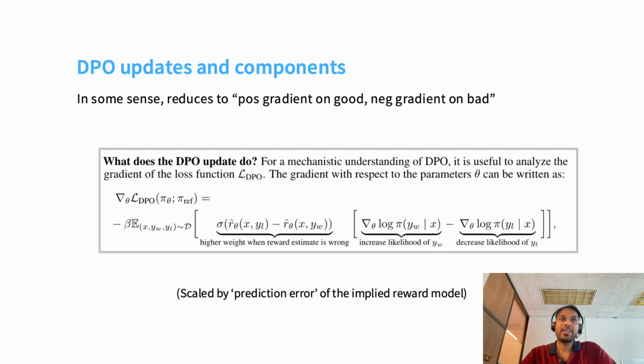So we can take a look at the gradient update of DPO. There's this beta term, which is the regularization term. And what this equation is doing is taking large gradient steps when the reward estimate is wrong. That is what this first logistic term is doing. And then there are these two terms which represent increasing the likelihood of the good example as well as decreasing the likelihood of the bad example.